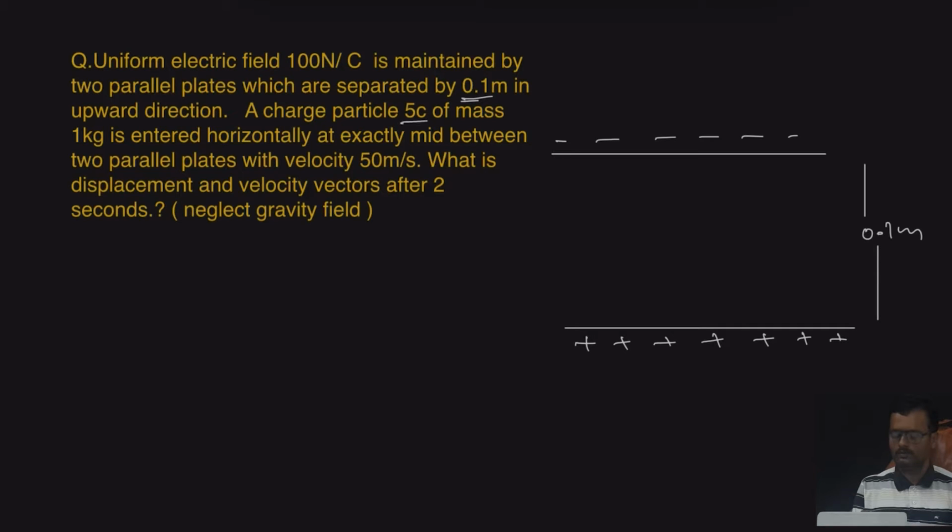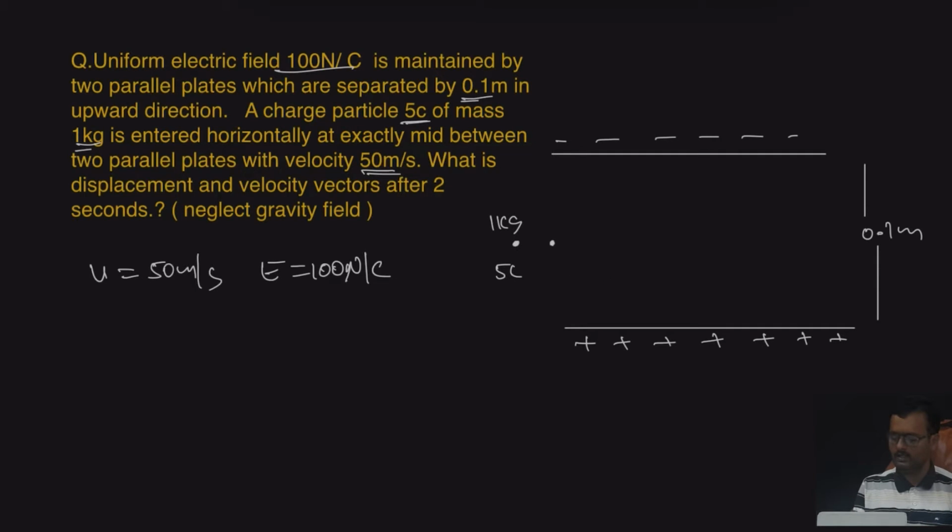Now the charge is 5 coulombs and the mass is 1 kg. 5 coulombs and 1 kg enters at exactly the midpoint. So from the positive plate it is 0.1 by 2 meter, so that is 0.05. Velocity is 50 meter per second and the electric field is given, E is equal to 100 Newton per coulomb.